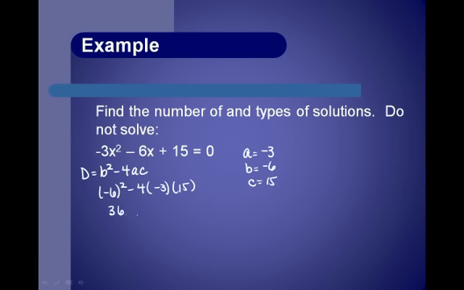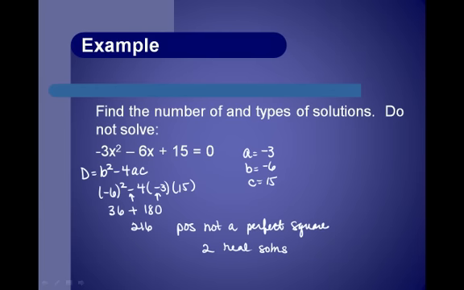which would give us 36. Again, you've got minus here, negative here, which is going to be plus a positive. 12 times 15 is 180. So when we add 36 and 180, we're going to get 216. Well, is 216 a perfect square? No. So this is positive, not a perfect square. So we are going to have two real solutions. Or if we want to go one step further, we can say two irrational solutions because we're not able to totally simplify the square root.